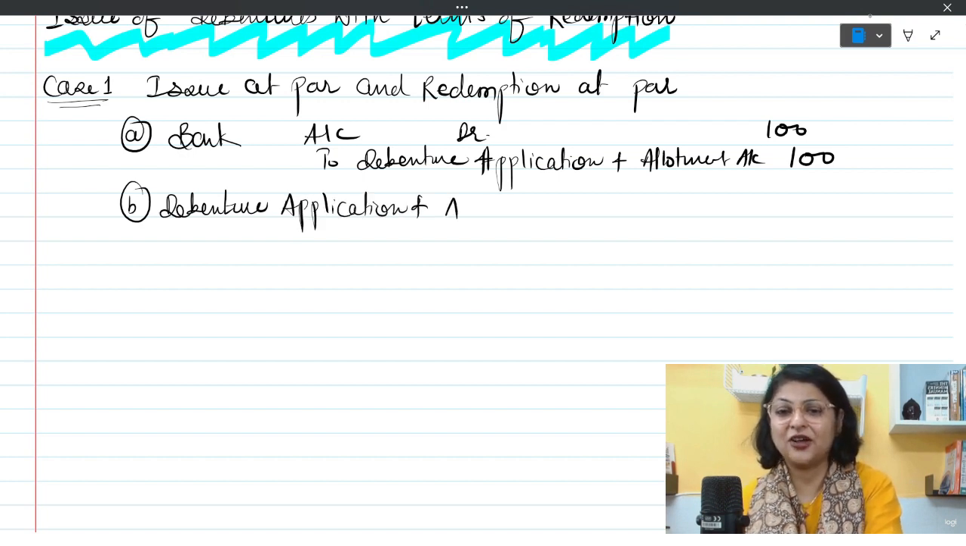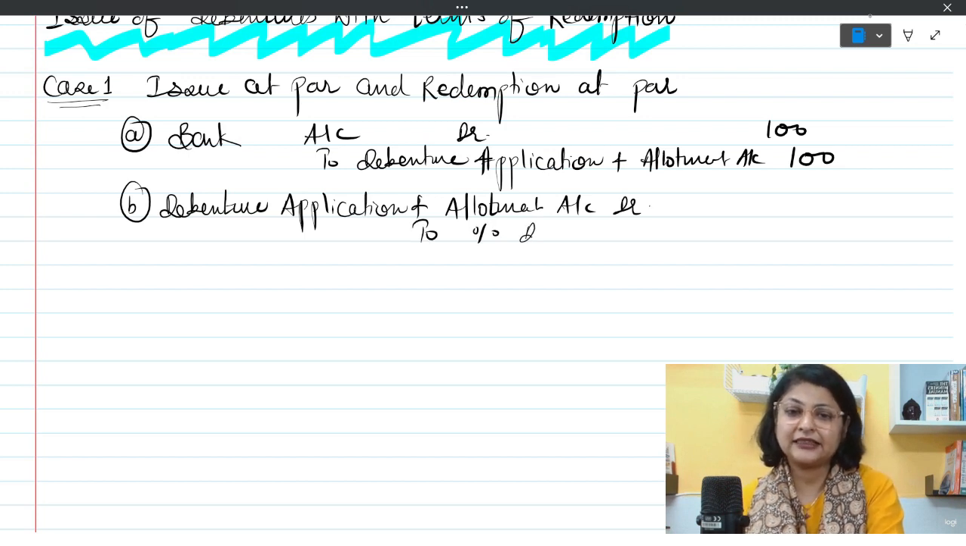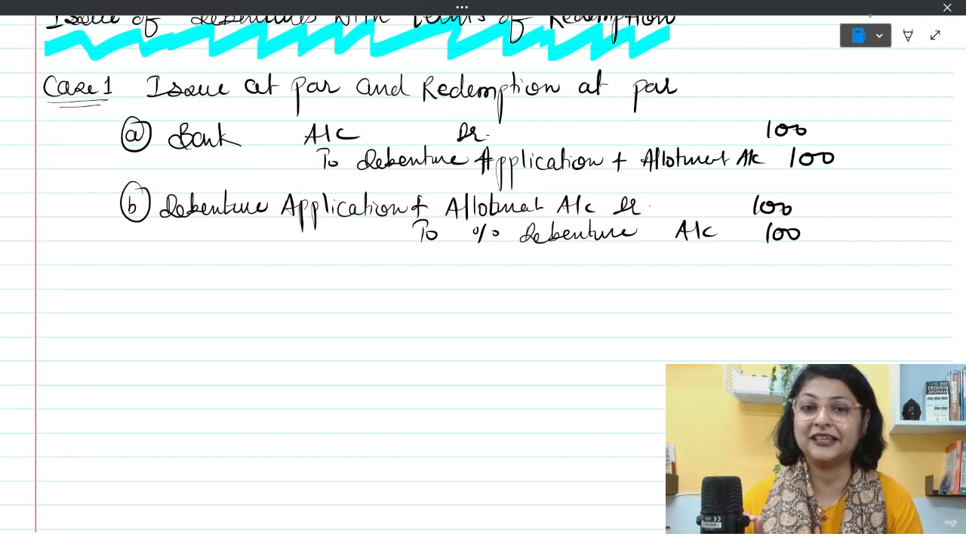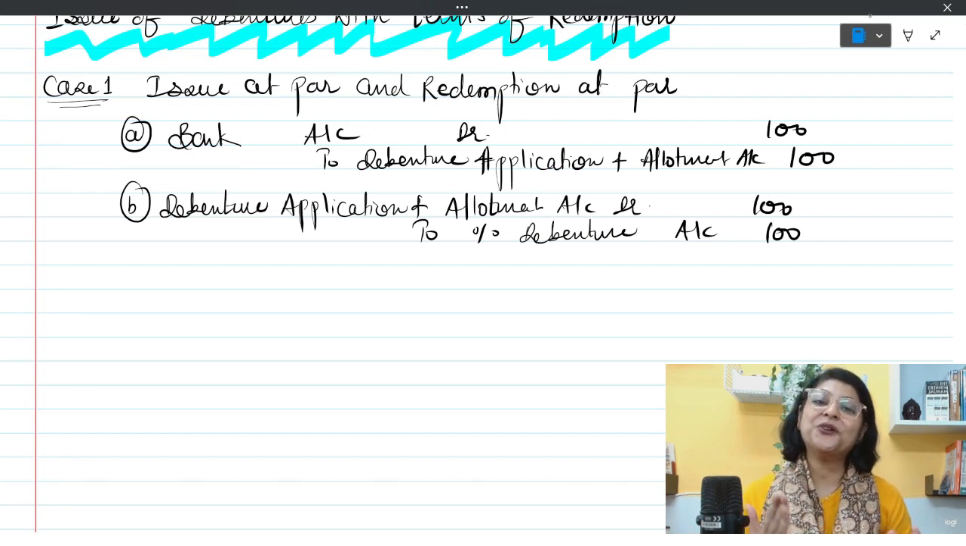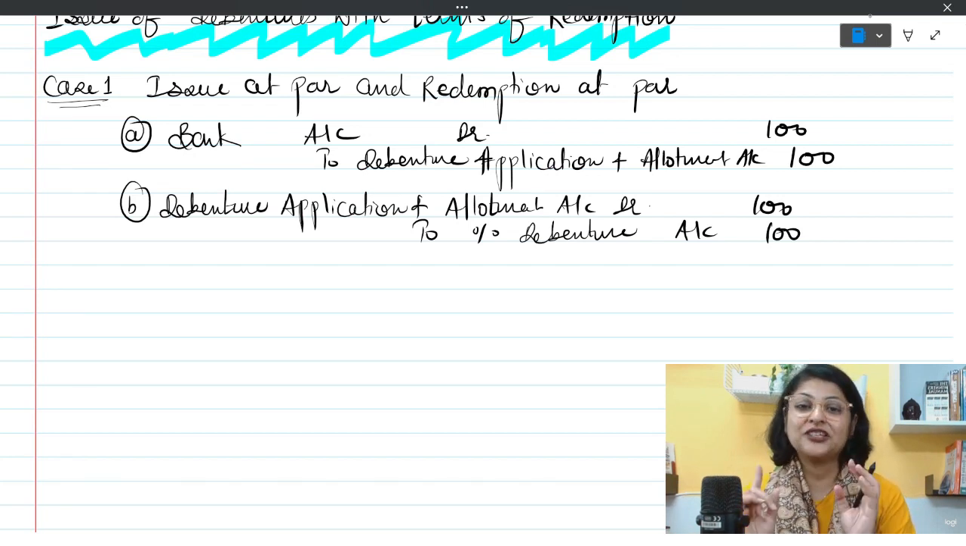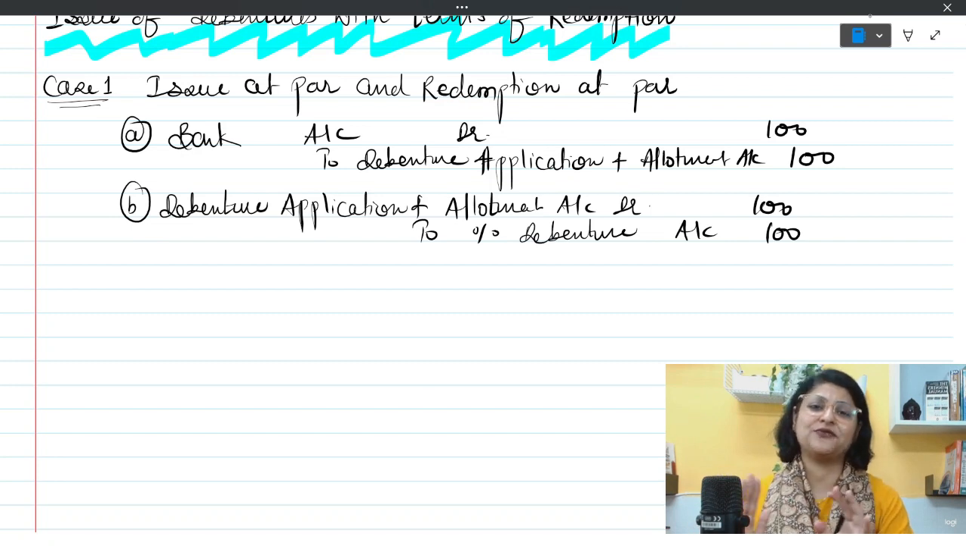Application and allotment account. Debit to percentage debenture. There is nothing to be written off. There is nothing, no SPR etc. So this entry is quite simple. I have skipped making the format and writing the narration, assuming that by now you know how to write the narration. So this is case number 1, which is very simple.